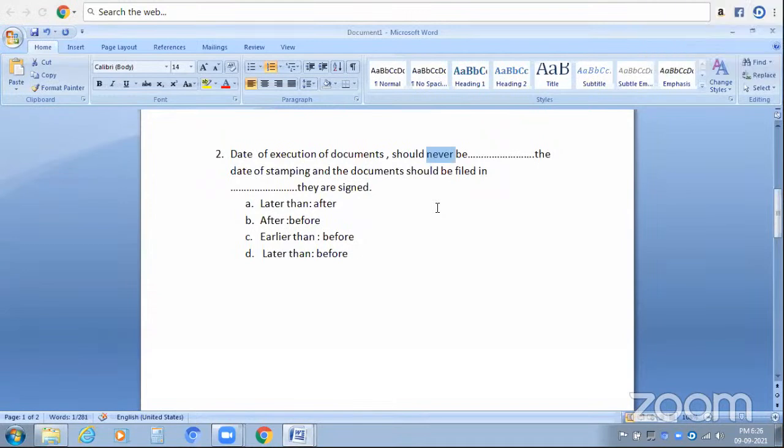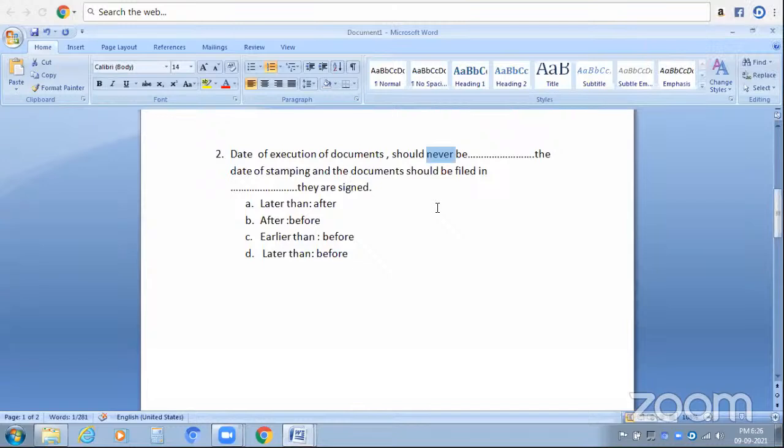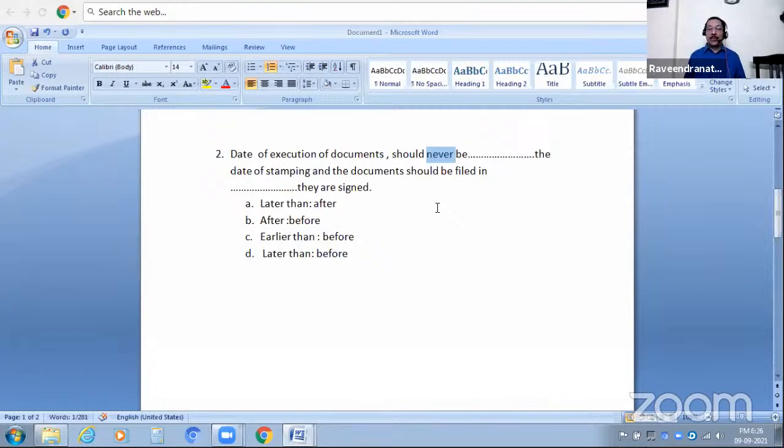Yes, sir. So what is the answer for this? The date of execution of document should never be... No, here it is a date. Always you put the date before giving the loan. So first you have to execute the document, then only you give the loan. A.